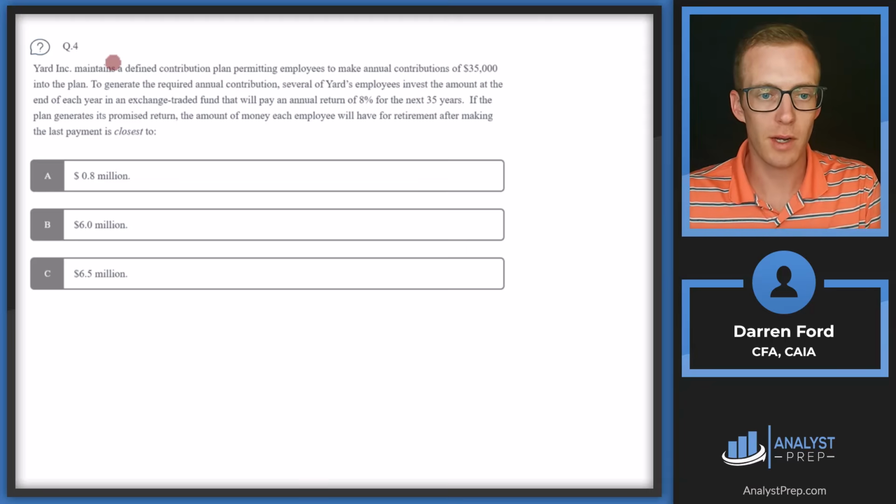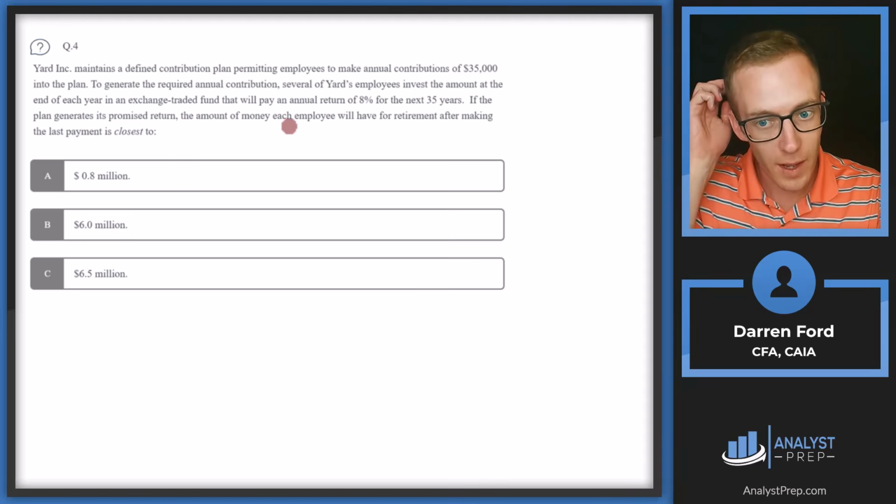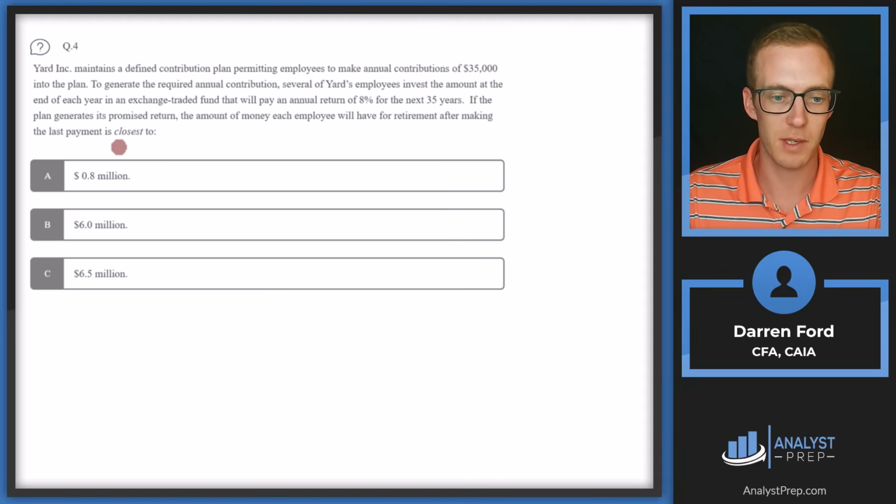Question 4. Yard Incorporated maintains a defined contribution plan permitting employees to make annual contributions of $35,000 into the plan. To generate the required annual contribution, several of Yard's employees invest the amount at the end of each year in an exchange-traded fund that will pay an annual return of 8% for the next 35 years. If the plan generates its promised return, the amount of money each employee will have for retirement after making the last payment is closest to $0.8 million, $6 million, or $6.5 million.